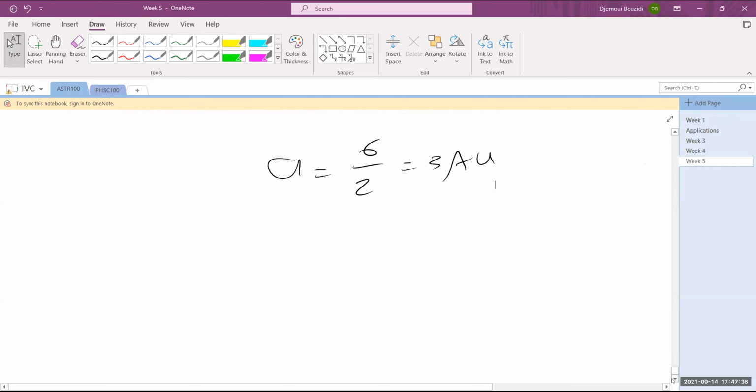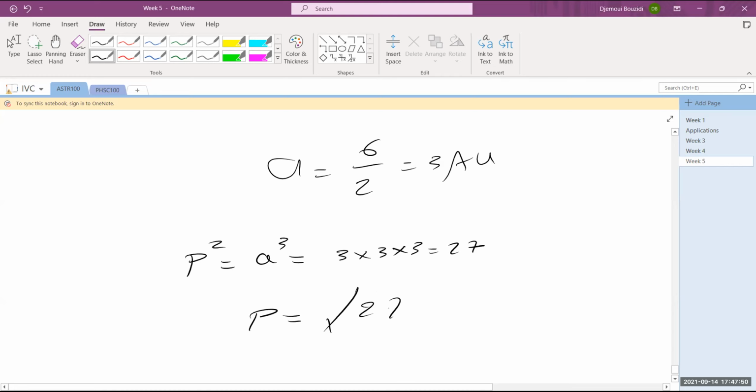From here, they ask us again to find what the period P is. How long does it take for this asteroid to do this whole path? Well, P squared is equal to A cubed, and A is 3. So this is 3 times 3 times 3, which is 27. So P is the square root of 27, and the square root of 27 is more than 5 and less than 6. Actually, very close to 5.